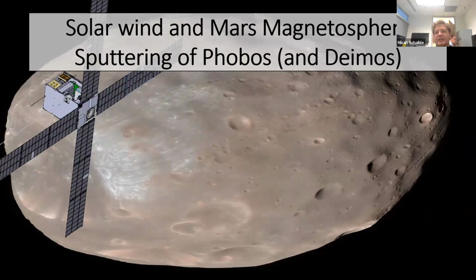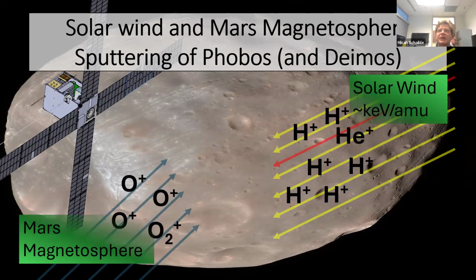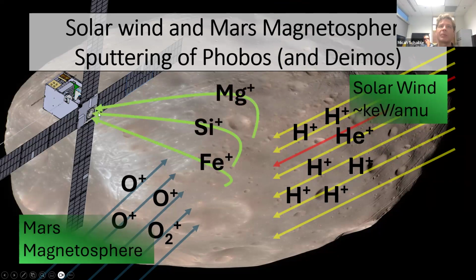I do want to mention that this is not only a technique that is applicable to the lunar surface. We've also done some work looking at solar wind sputtering from Phobos and Deimos, which are the moons of Mars. They're exposed to both the solar wind and Mars magnetospheric oxygen ions. And so we were asking the question, if you sputter the surfaces of Phobos and Deimos, are you producing enough secondary ions to then be detected by an orbiting spacecraft around those bodies?